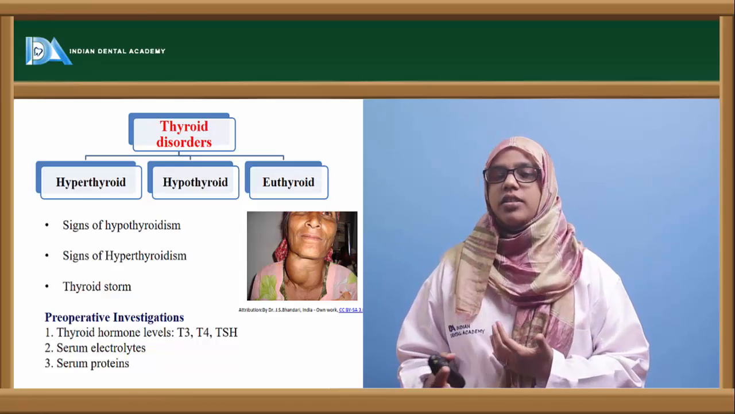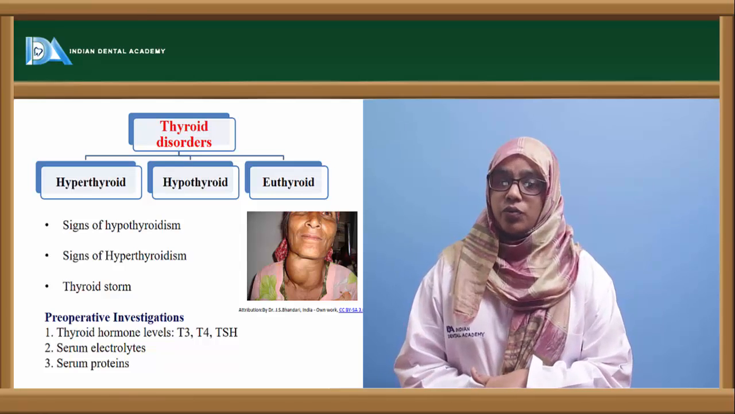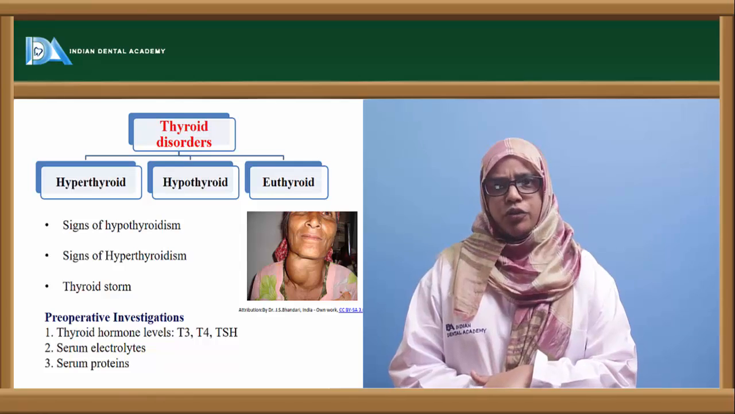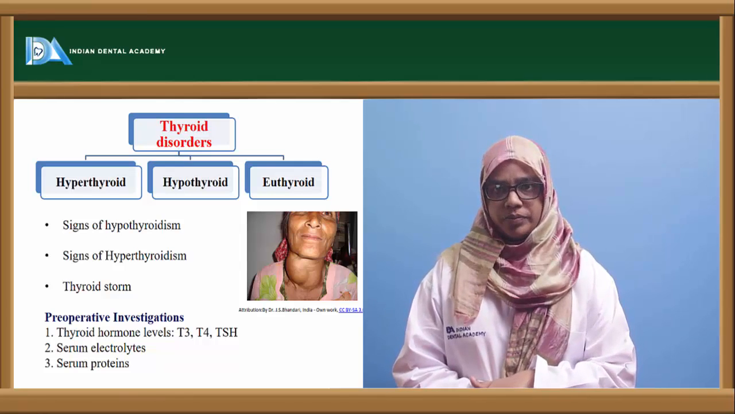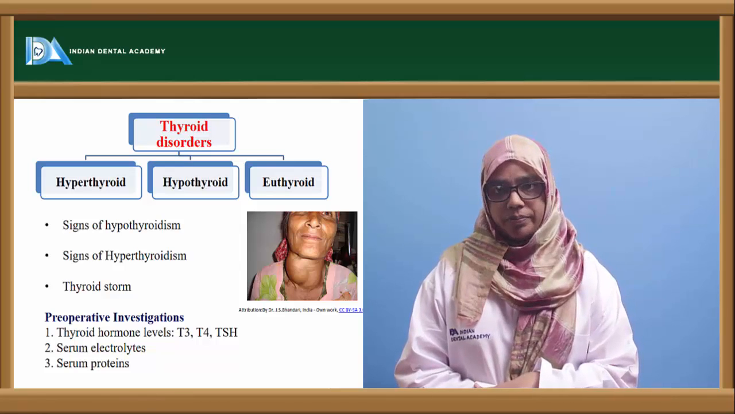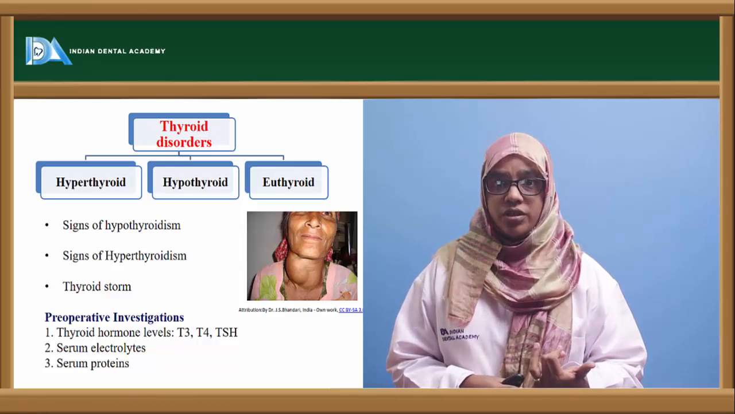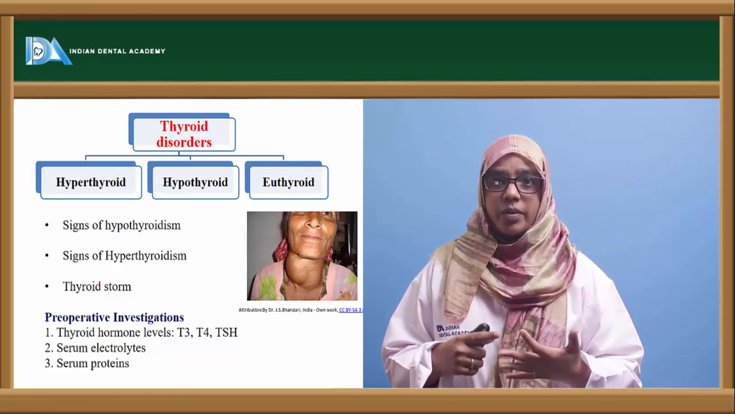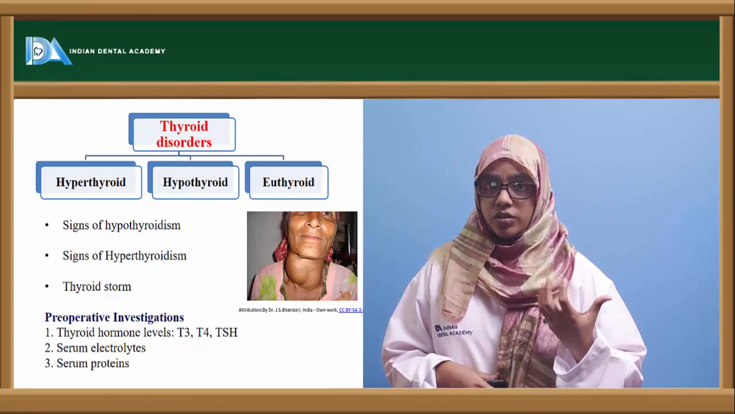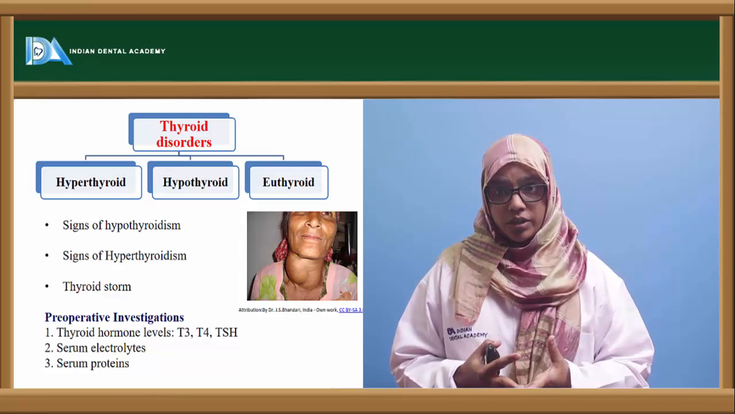Let's move on to the other system, that is the thyroid system. The diseases of the thyroid can be divided into hyperthyroidism, euthyroidism, and hypothyroidism. Euthyroidism is not of much problem, but when you're treating a patient, hyper and hypothyroidism can create a problem. The signs of hypothyroidism are water retention, lethargy, bradycardia, decreased metabolic rate. The patient cannot tolerate very low temperature.